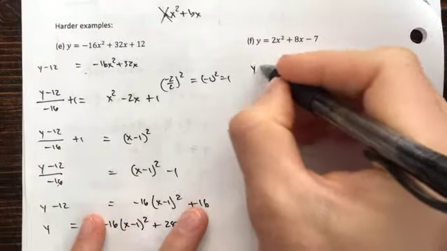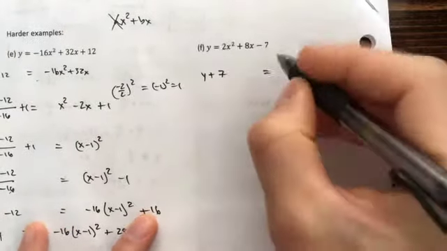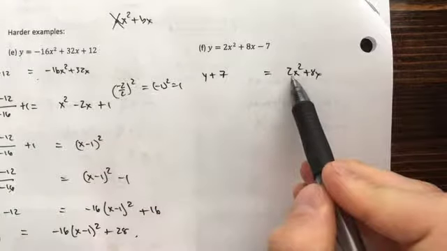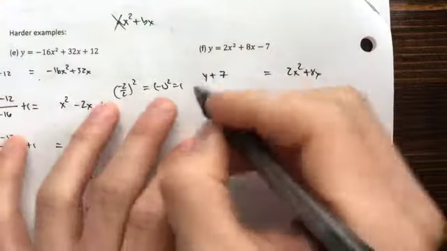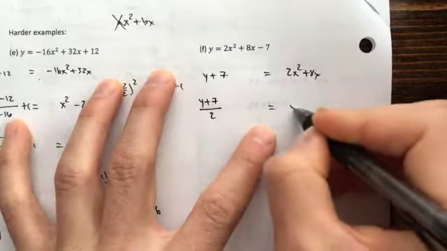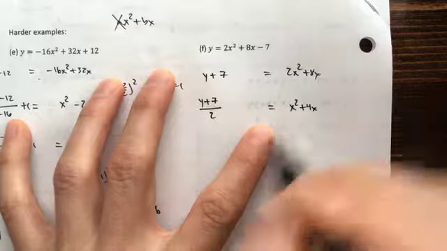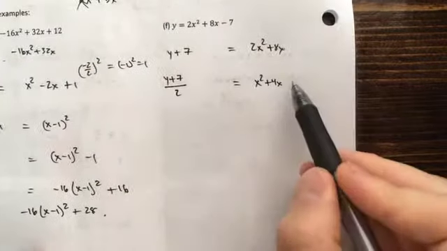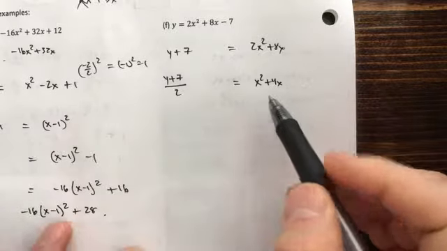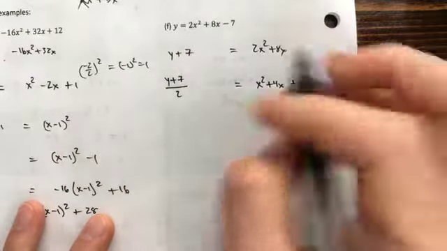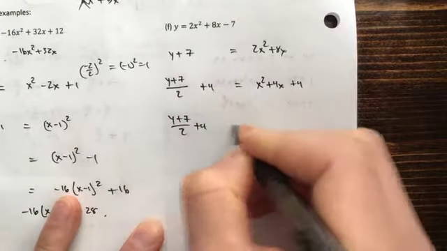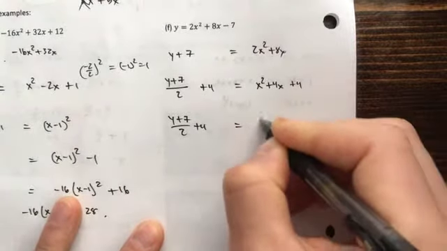So we'll add the 7. y plus 7 is equal to 2x squared plus 8x. I can't complete the square yet because of that pesky 2, so I'll divide everything by 2. (y plus 7) divided by 2 is equal to x squared plus 4x. Now I need to complete the square, so I'm going to divide 4 by 2, which is 2, and square it. That's 4. So I'll add 4 and add 4. (y plus 7) over 2 plus 4 equals (x plus 2) squared.